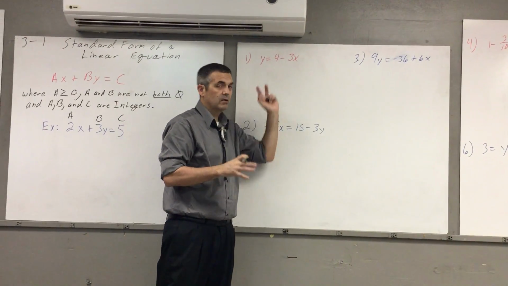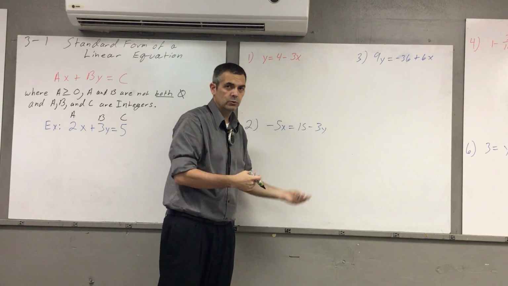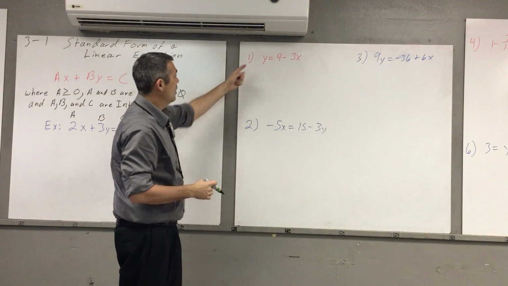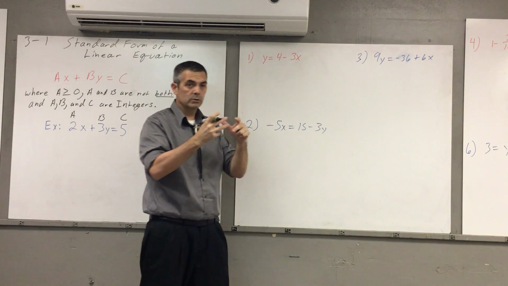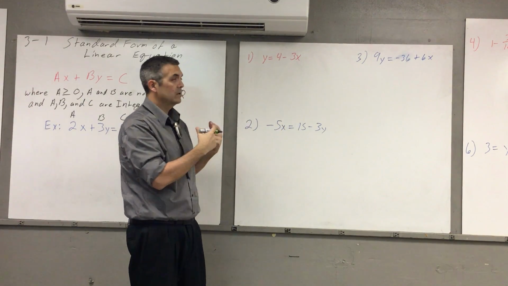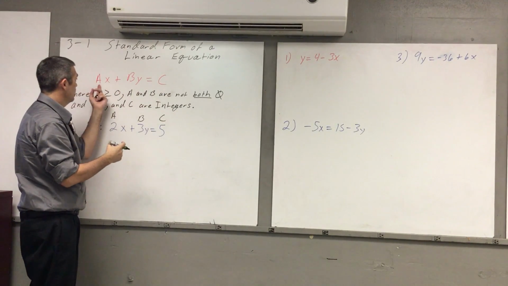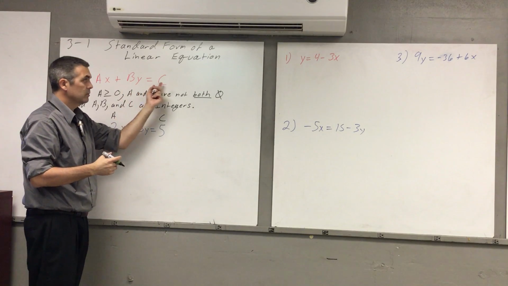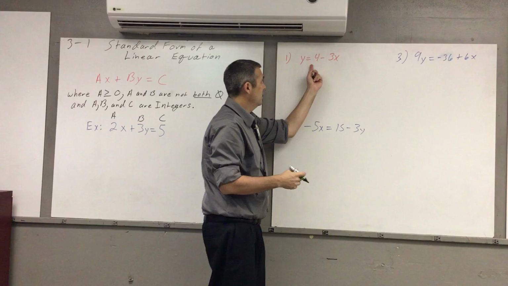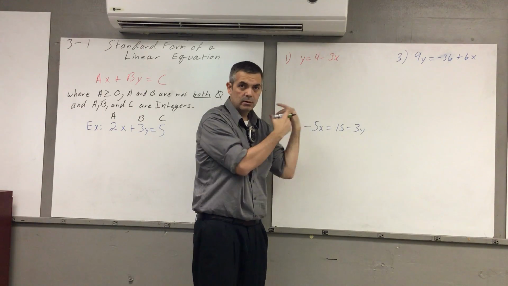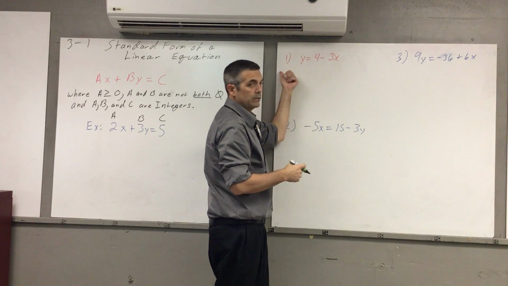We just have a couple examples here. We're going to show you how to change it into standard form. So y equals 4 minus 3x. Now, we want to move everything over so that it looks like this form right here, ax plus by equals c. That's what we want it to look like. So in order to get this y equals 4 minus 3x to look like that, we need to move this to the other side.